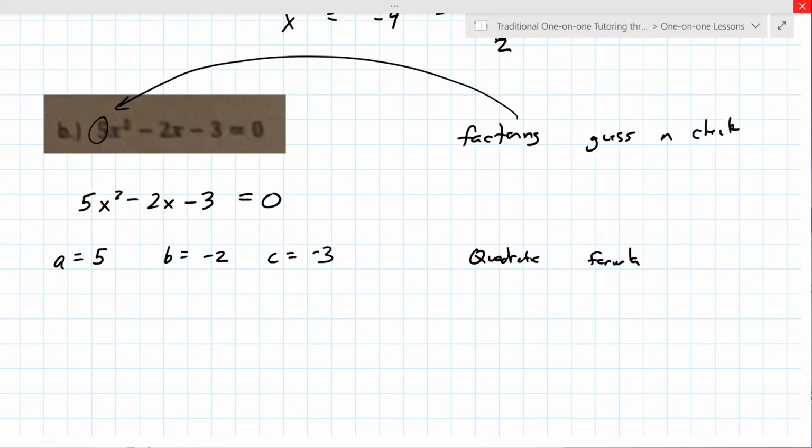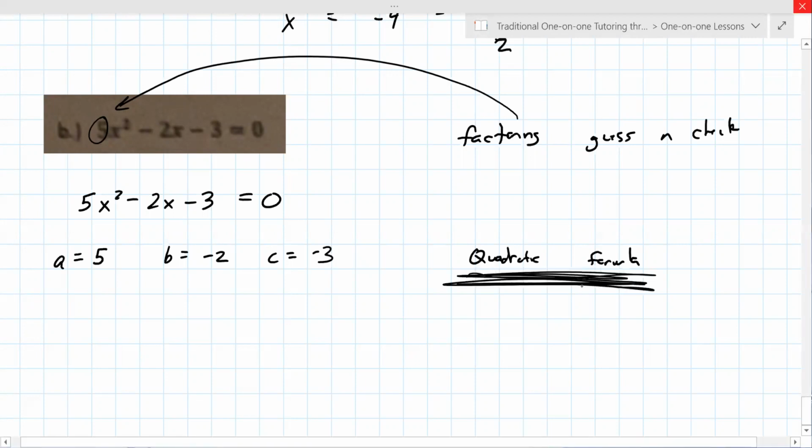Wait, so for guess and check I'm going to have two different parentheses. No, we're going to use the quadratic formula. Okay, my bad. Never mind. That's why I want you to try some here, because it's like the last one, slightly different, but give it a try. All right, will do.